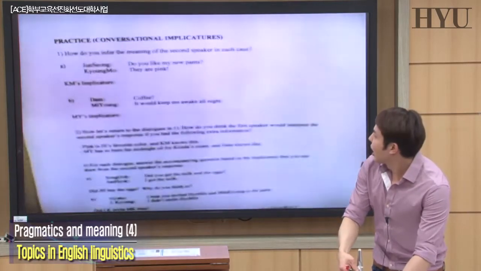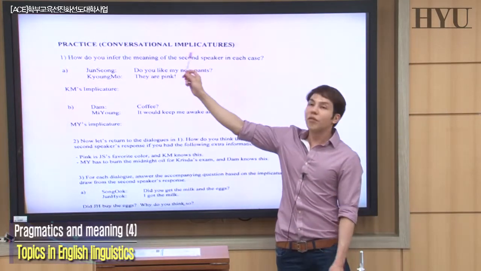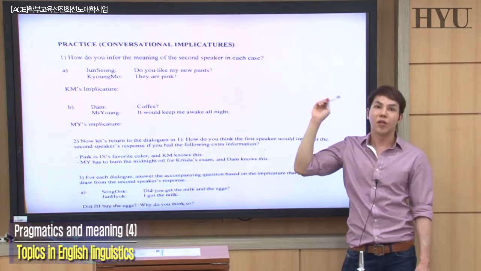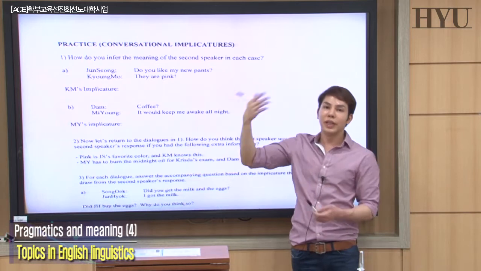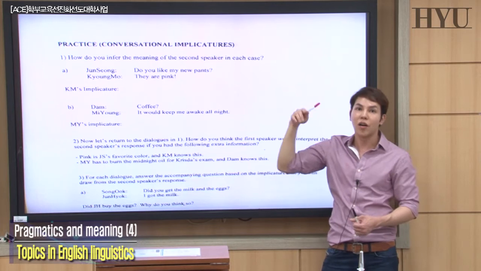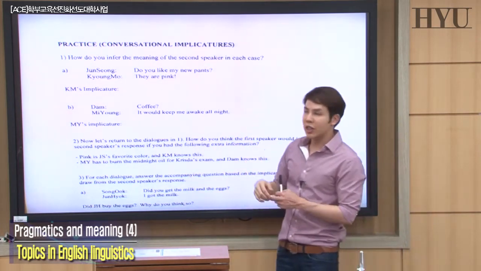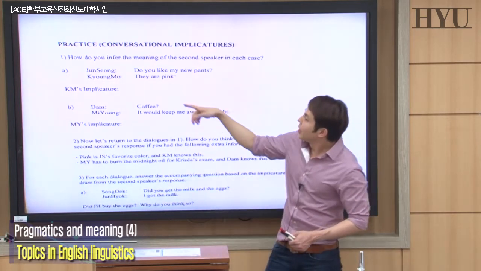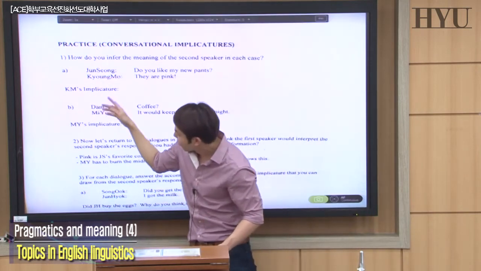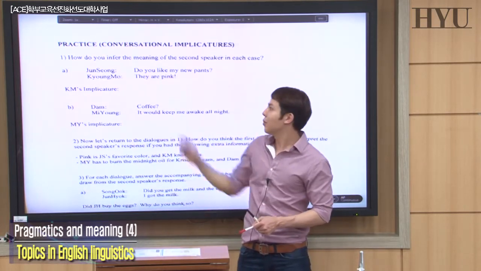The last page here gives you more practice on conversational implicatures, okay? Conversational implicature again has to do with the maxims, right? Remember, the conversational implicature only arises out of the violation of one of the maxims. So can you answer the questions here? In number 1, how do you infer the meaning of the second speaker in each case? There are maybe 4 or 5 cases, 2 cases here. So what do you think the second speaker might mean?